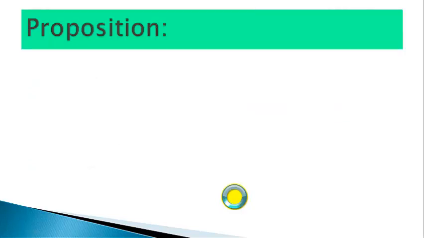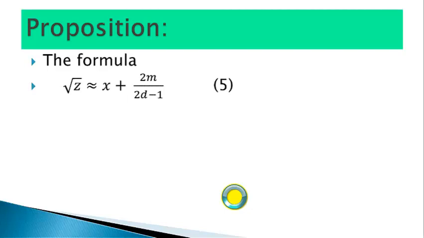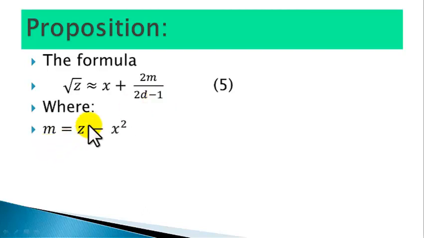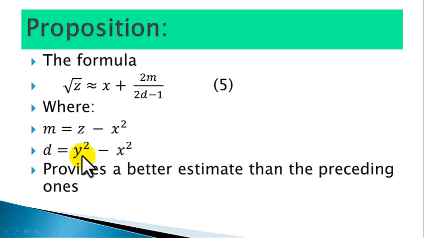Proposition. The formula given by square root of z is approximately equal to x plus 2m all over 2d minus 1, where m is equal to z minus x squared, and x squared is the next square number less than z. d equals y squared minus x squared, and y squared is the next square number greater than z. That formula provides a better estimate than the preceding ones.